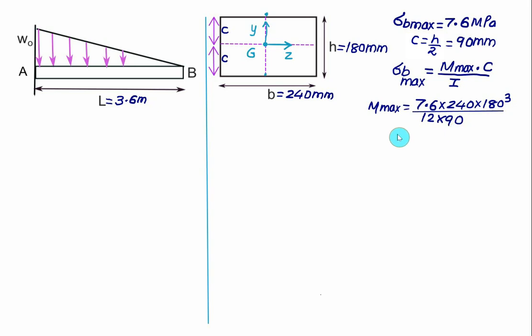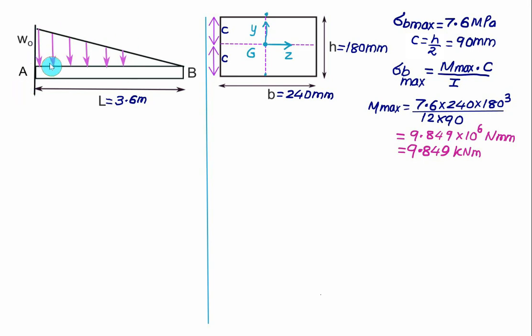So the maximum value of bending moment will come out to be 9.849 into 10 to the power 6, that will be Newton mm. Dividing by 10 to the power 6, we will get the maximum bending moment as 9.849 kilonewton meter. Now we have to find out where the maximum bending moment will occur in the case of a uniformly varying load. Naturally, the maximum bending moment will occur at the support, that is at point A.